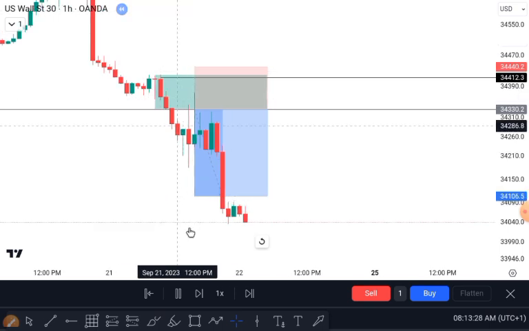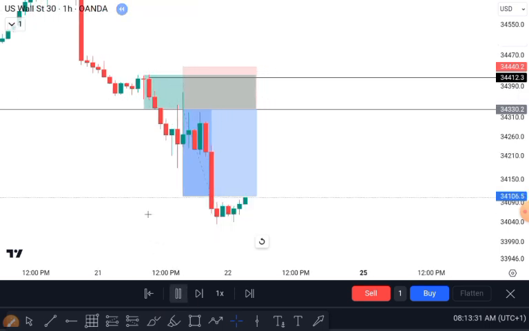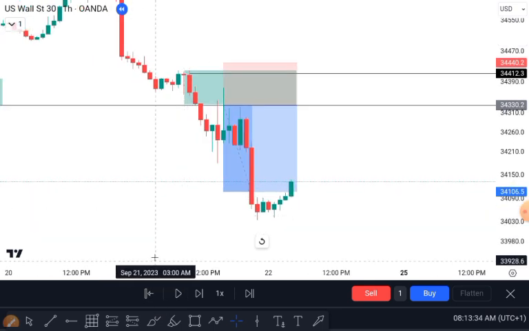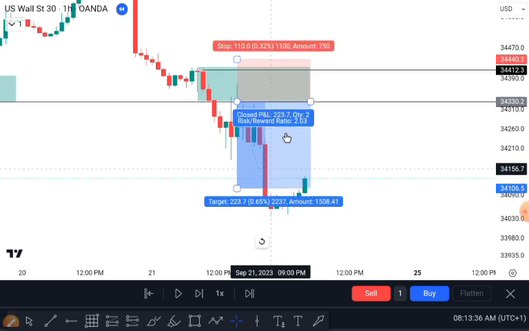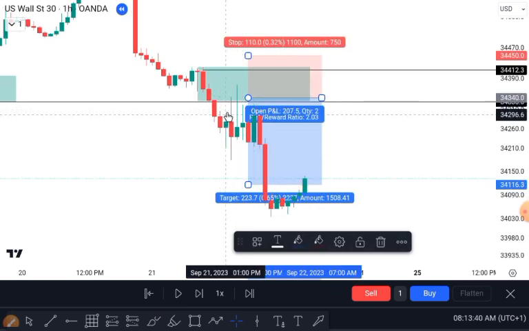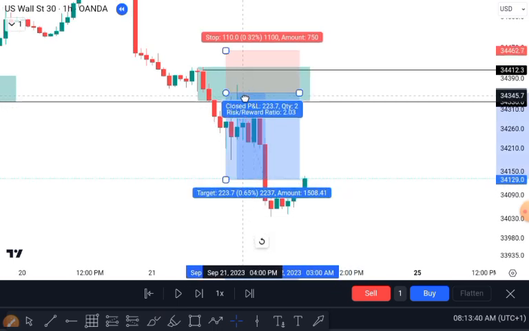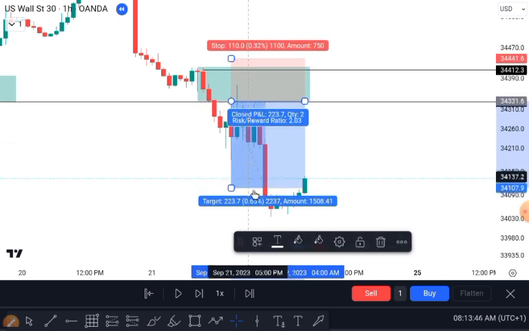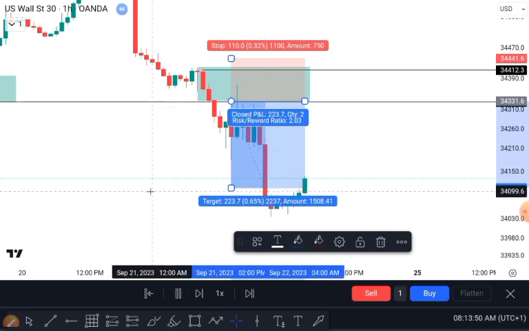Very simple. So at this point, price activated our sell trade, and then hit our take profit very easily. This is how this stuff works, guys. It's not rocket science, it's very simple.